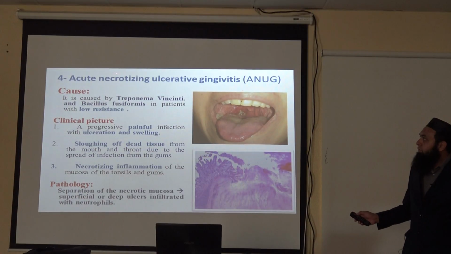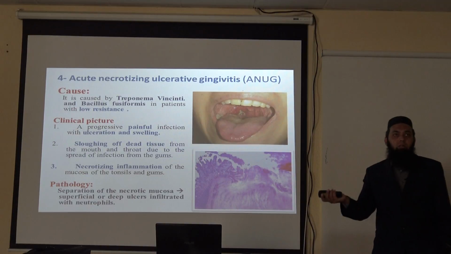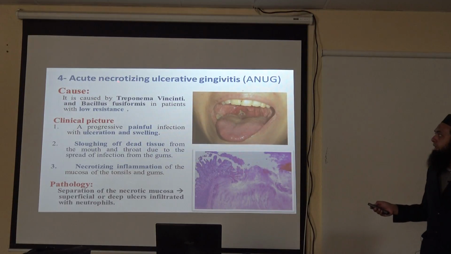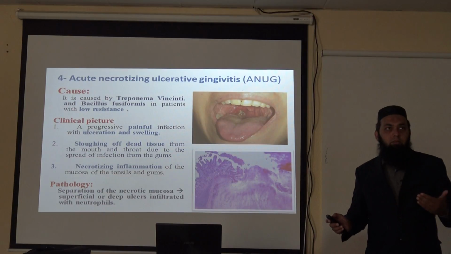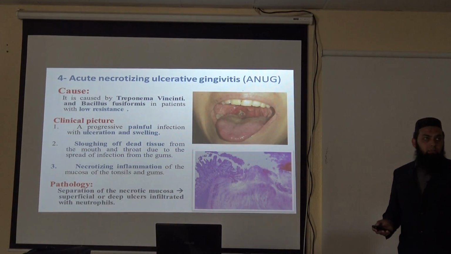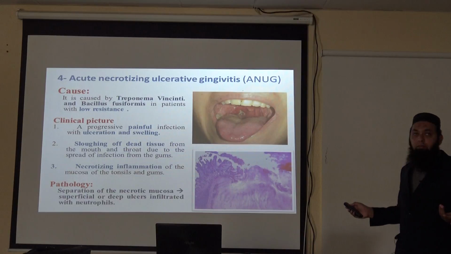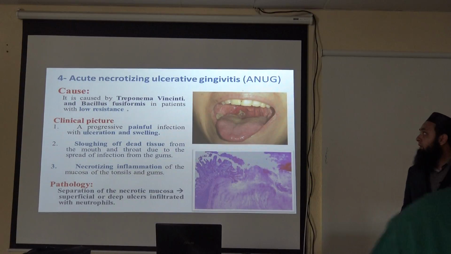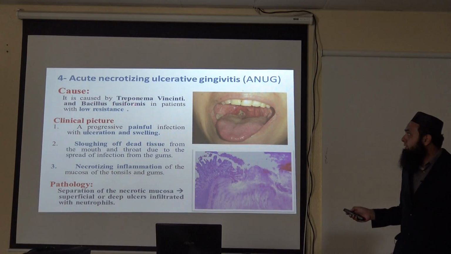Okay? The next one, the fourth one. So these are all non-neoplastic. They're not cancerous. Now look at the word acute necrotizing ulcerative gingivitis. Okay? So if you focus, you can judge what is it. Acute, short duration, necrotizing. Necrosis will be there. Good. Ulcerative. So ulcers will be there. And gingivitis, gingiva is involved and the inflammation is there, itis. So cause is Treponema vincenti and Bacillus fusiformis.